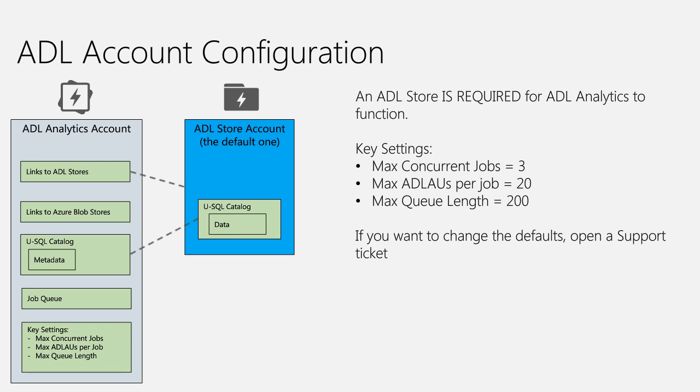On the left-hand side, again, you can find the U-SQL catalog or metadata. This metadata is nothing but a platform or the runtime which powers the big data environment. Then you've got job queues, and you can also find some of the key settings such as max concurrent jobs, that is how many concurrent jobs you can run, the max Azure Data Lake units per job that you can allocate, and max queue length. We are going to look at these components in further slides.